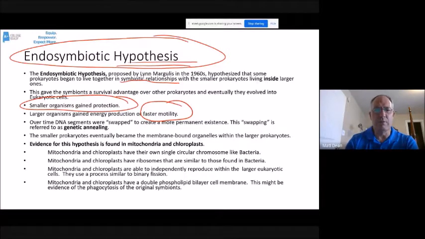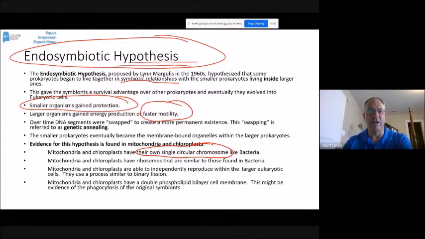So mitochondria and chloroplast both have their own single circular chromosome that's separate from the DNA in the nucleus of a eukaryotic cell. And that single circular chromosome is shaped very similarly to the DNA found in bacteria. It's about the same size, about the same shape. Mitochondria and chloroplast also have their own ribosomes, separate from those found in the cytoplasm or on the rough ER of the cell they're found in. And these ribosomes actually are very similar in structure to those found in bacteria. So another piece of evidence.